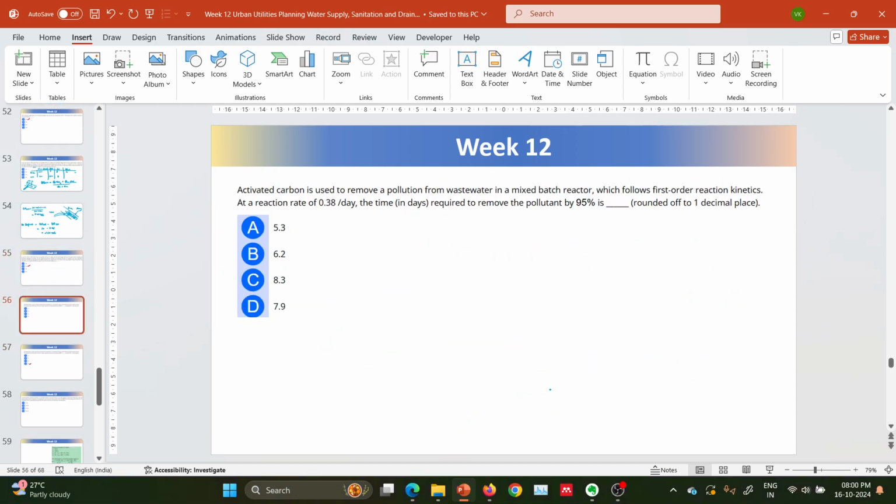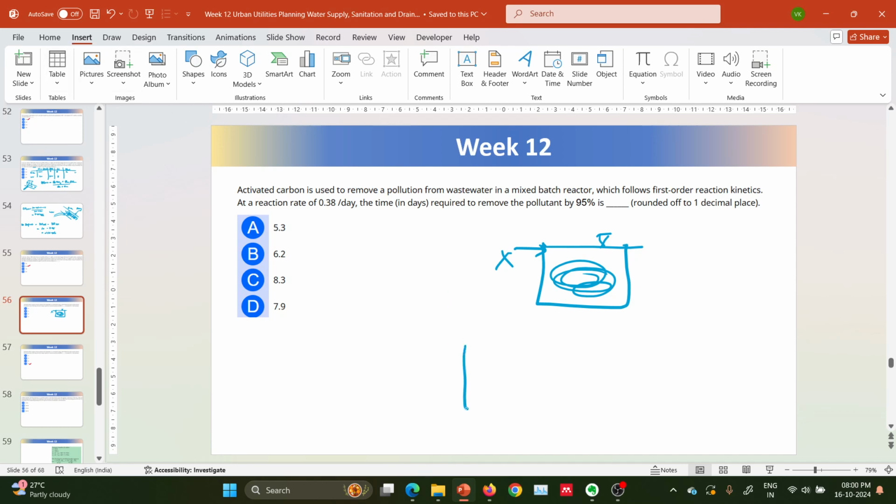Activated carbon is used to remove pollutants from the wastewater in a mixed batch reactor. So first understand what is batch reactor. In the batch reactor, the water is filled and then there is no filling and then it is closed, and then the process goes on inside the reactor. This is called batch reactor.